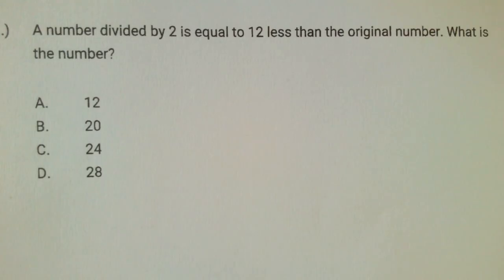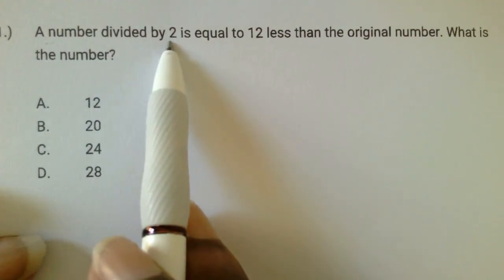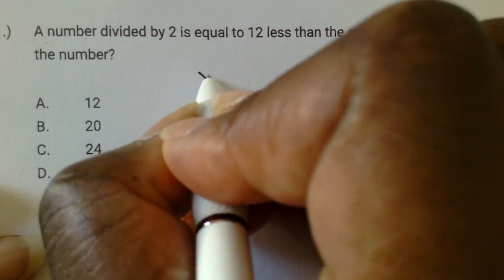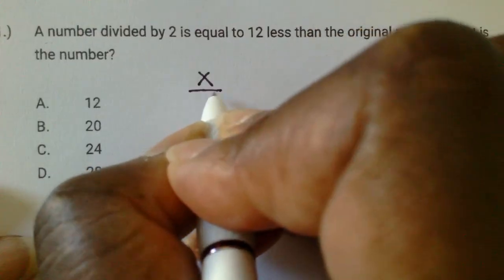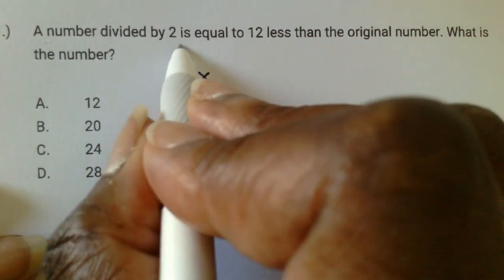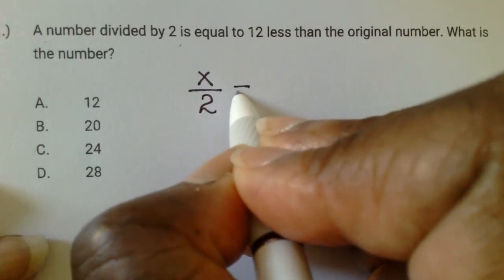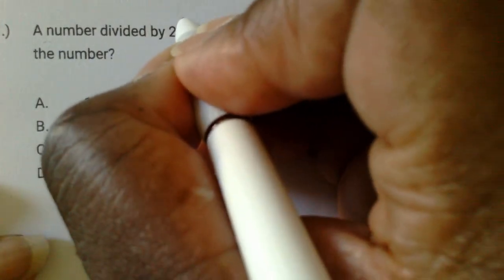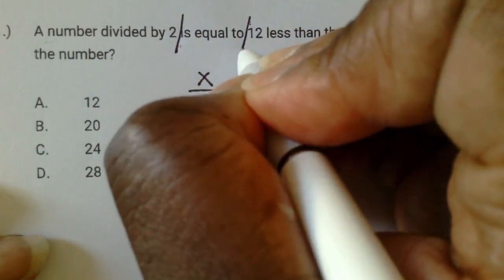Alright, so let's translate. A number divided by 2. We don't know what that number is, so let's say x is representing that number. Is equal to, the equal sign. Alright, so we break it up into sections.